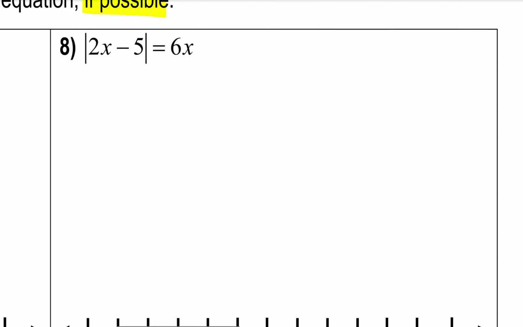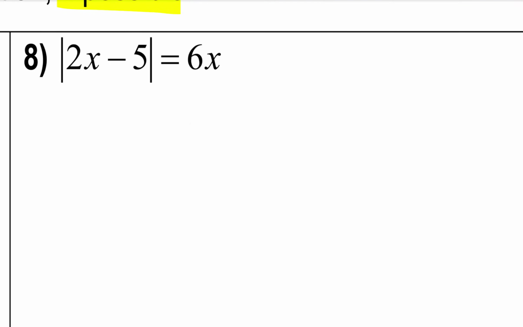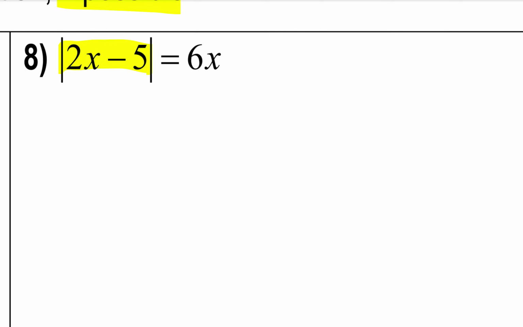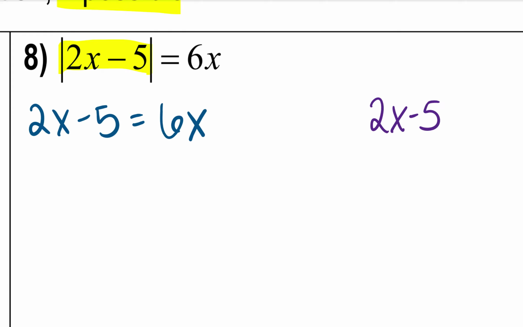Alright, my other one. Now, I mean, there's going to be something different about this, right? But we don't know yet what it is. So I want my absolute value by itself. It already is. So I can go ahead and write what we did before. We split it up. So 2x minus 5 equals positive 6x. And 2x minus 5 equals negative 6x. So same thing, even though there's an x there. And now I can solve.